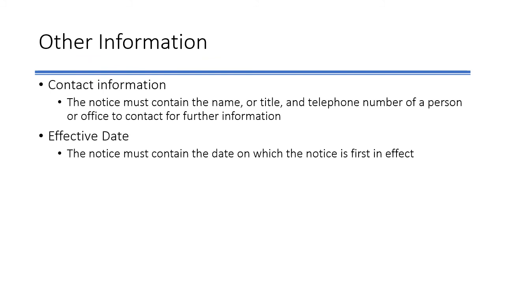The notice must contain the name or title and telephone number of a person or office to contact for further information. This person should be the assigned privacy officer we mentioned in episode 2. And finally, the notice must contain the date on which the notice is first in effect.